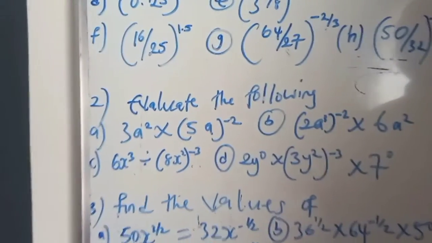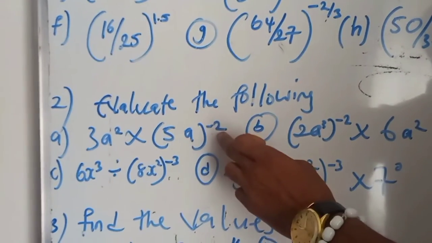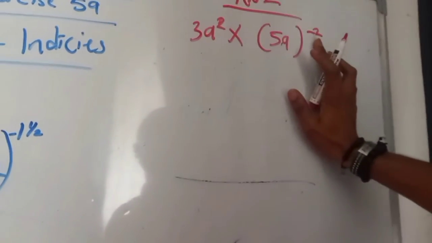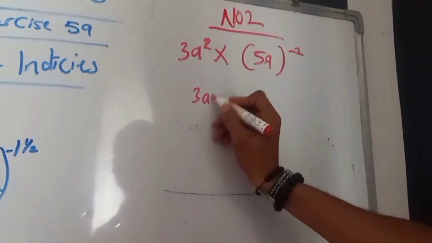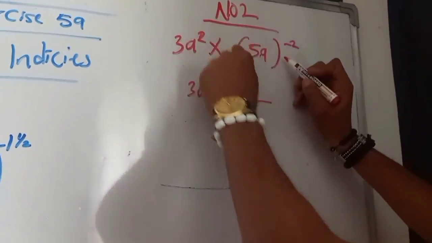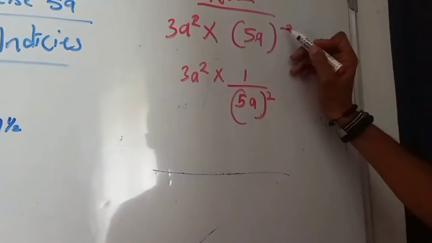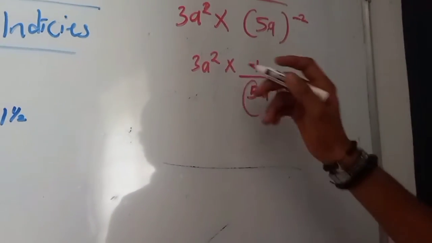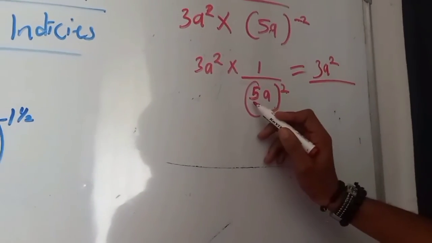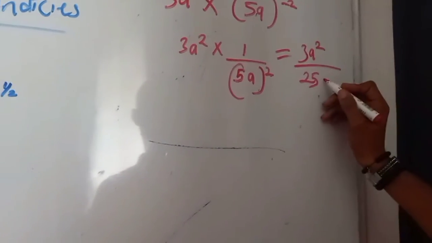Number 2A says: 3a squared times 5a to the power minus 2. What happened now? I will convert this. This is the negative law, which means 3a squared times, because the negative affects this whole bracket, 1 over 5a squared. So this negative becomes 1 over this square, and this is the square now. Which means 3a times 1 is 3a squared over 5. This power 2 is 5 times 5, 25. a squared means a times a.